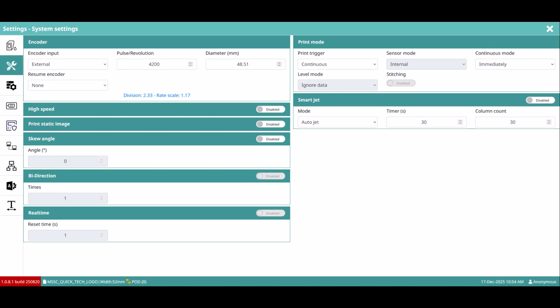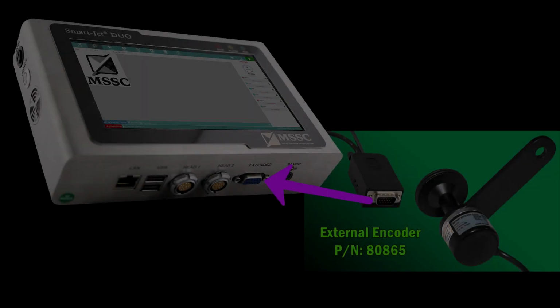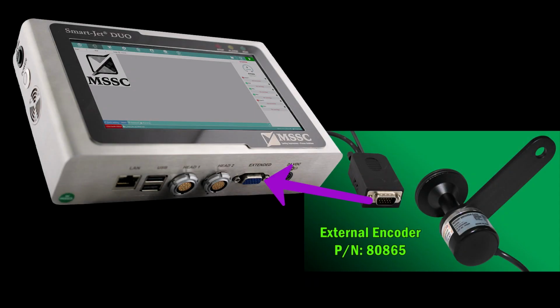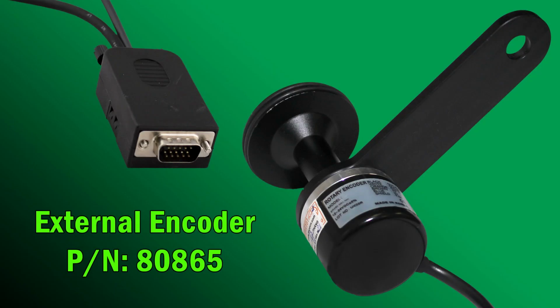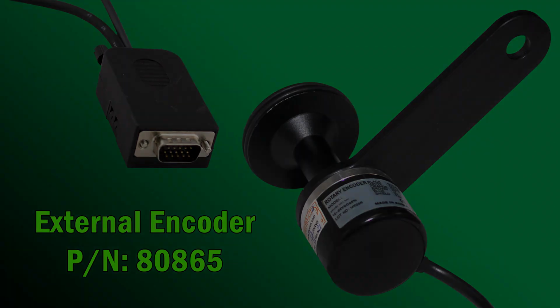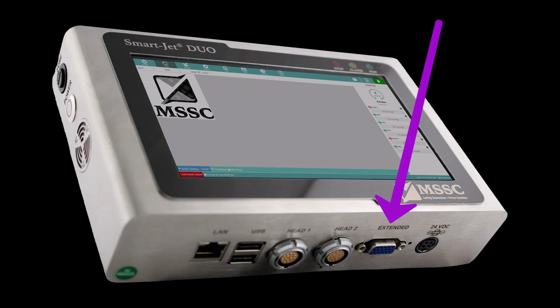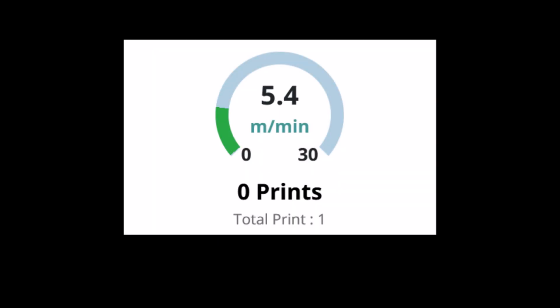To take advantage of this feature, connect an external encoder to your TS series controller. MSSC offers compatible external encoders with the correct connector for seamless integration, as seen here. The external encoder, part number 80865, plugs directly into the controller's encoder input port and is a plug-and-play device, making installation simple. Once connected, the external encoder provides real-time speed feedback based on actual product movement.